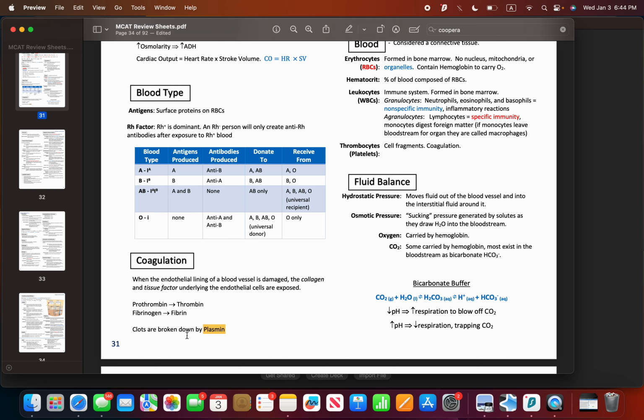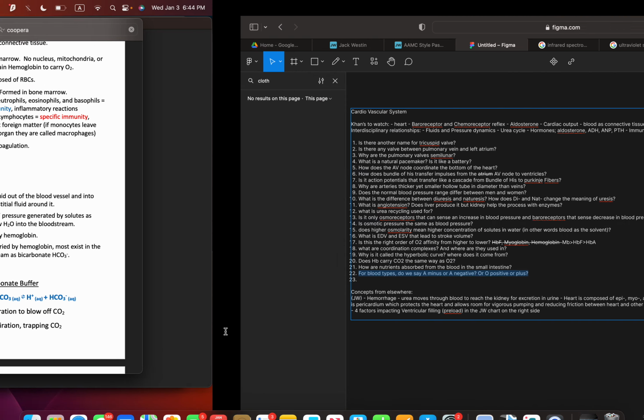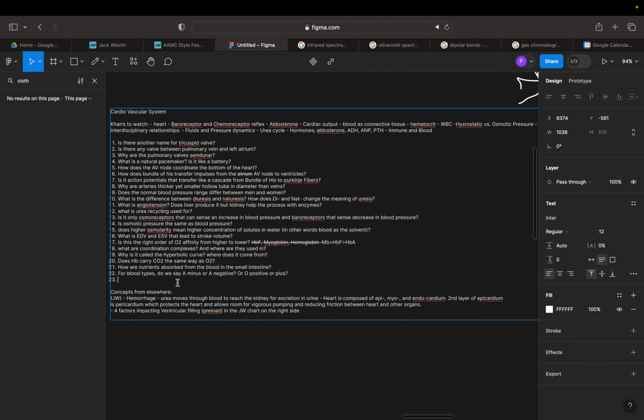So clots are broken down by plasmin. What does plasmin do? Is it against coagulation?